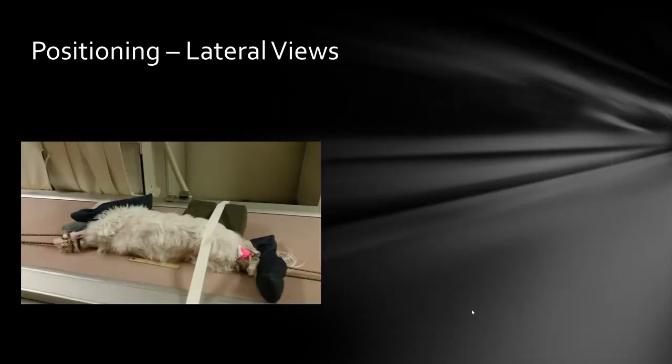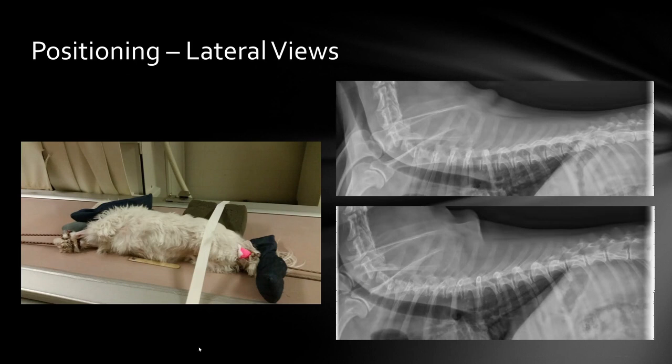So this is an example of a small breed dog, how we would potentially maneuver them to get them straight. We might need foam wedges either under the belly or under the back, depending on how the animal rolls. We use sandbags over the legs. We use ropes. And of course, you need strong sedation for any of these radiographs. So this is then what we would accomplish.